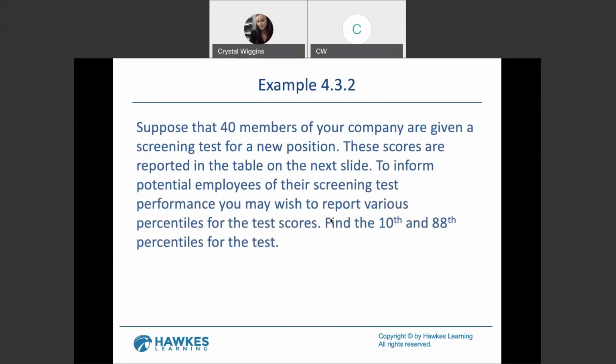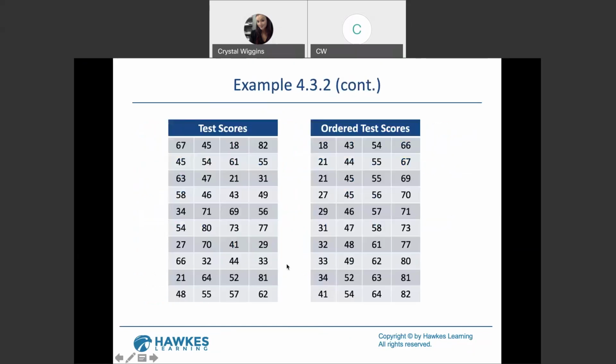Good. So let's suppose that 40 members of your company are given a screen test for a new position. These scores are reported in the table on the next slide. To inform potential employees of their screening test performance, you may wish to report various percentiles for the test scores. So we are charged with finding the 10th and the 88th percentile for the following data set.